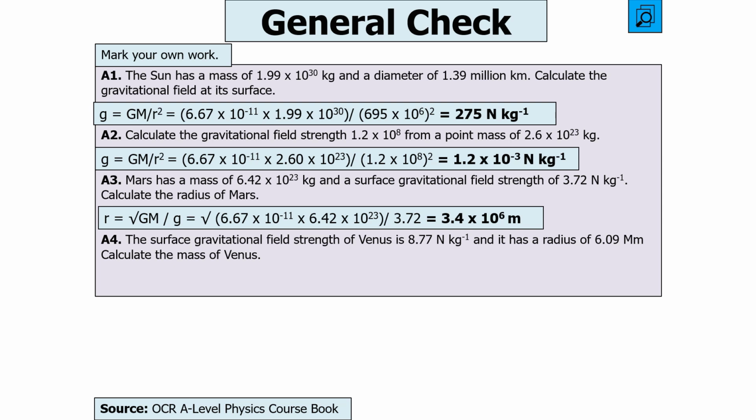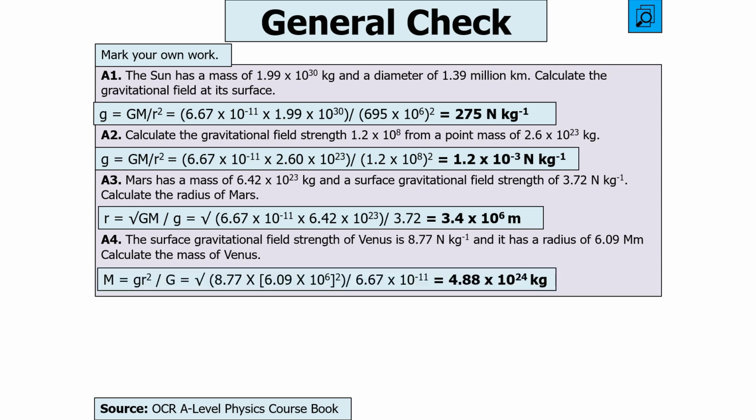So therefore you pop in all the values, work it through and get 3.4 times 10 to the 6 meters. And then the next one, we're going to make m the subject, so m is equal to gravitational field strength times R squared over the gravitational constant. Pop in all the numbers, remember it's R squared, and remember we were given the radius in megameters, so mega is times 10 to the 6, so we get 4.88 times 10 to the 24 kilograms.